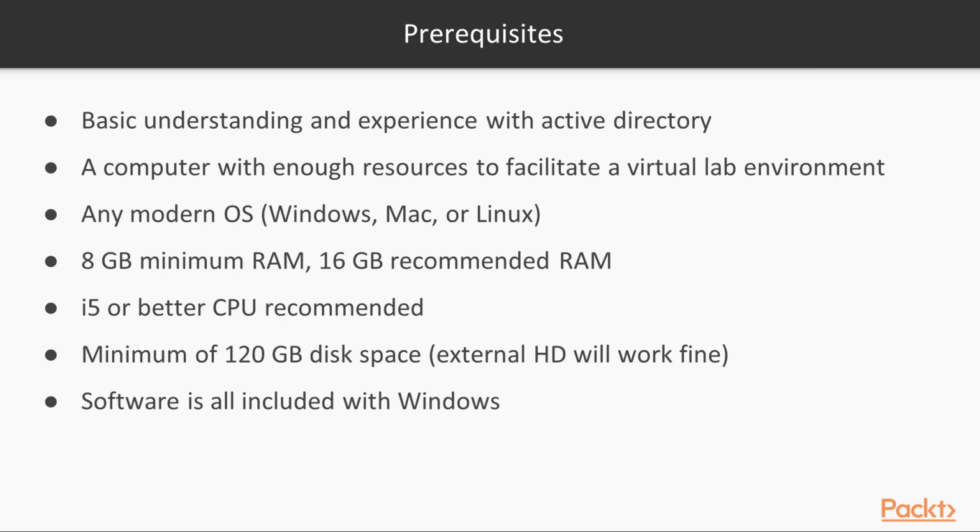You'll need a computer with enough resources to facilitate a virtual lab environment. This would include any modern OS. You can use Windows, Mac, or Linux, but you'll need 8 gig minimum RAM, and I would recommend 16 gig. An i5 or better CPU will help you out tremendously, and you'll definitely need some disk space, 120 gigabytes minimum, for those virtual machines to reside on. All the software we'll be using, PowerShell, PowerShell ISE, and our Windows Server operating systems, are all included with Windows. Either they have trial versions or it's already built into the operating system itself.